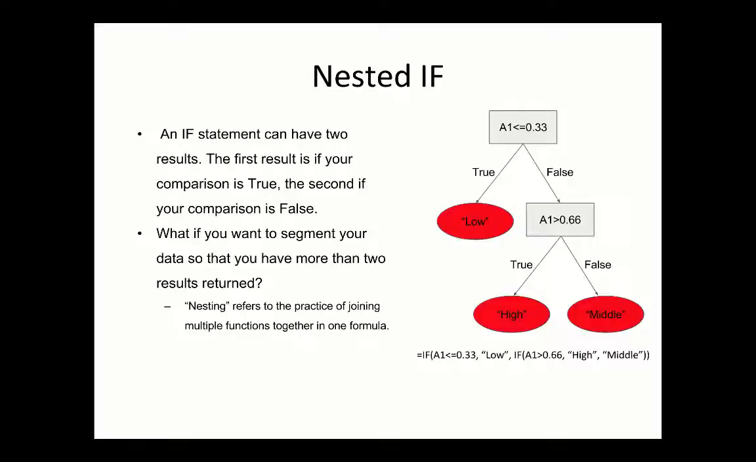The reason is because from our first if function, we know that the data is greater than 0.33, but less than or equal to 0.66. Therefore, it falls within our middle range.